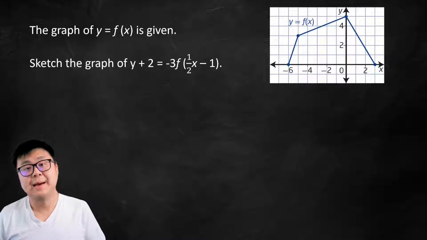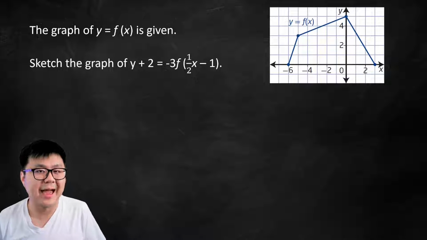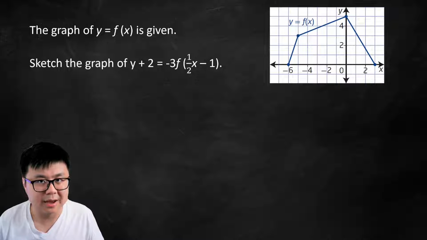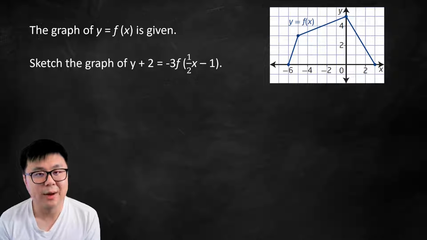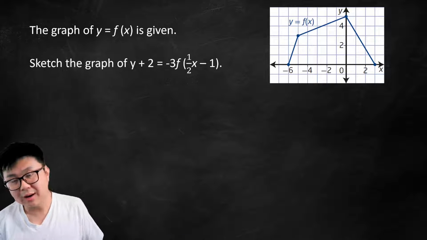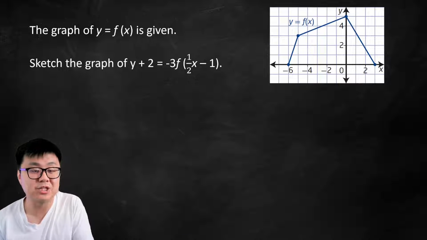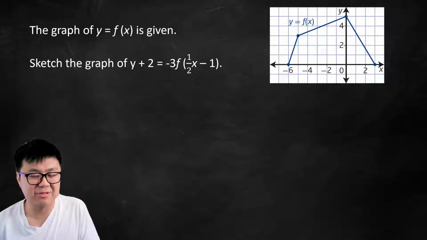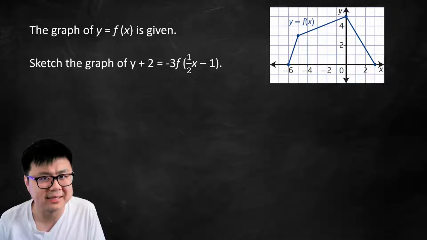Let's start with this example, which is the first type of question where they'll ask you to sketch a newly transformed graph when they give you an original graph. So here we have an original graph of y equals f of x, and we can see we're clearly going to mess around with it using our a, b, h, k's because they want us to sketch y plus 2 equals negative 3f of 1 over 2 x minus 1.